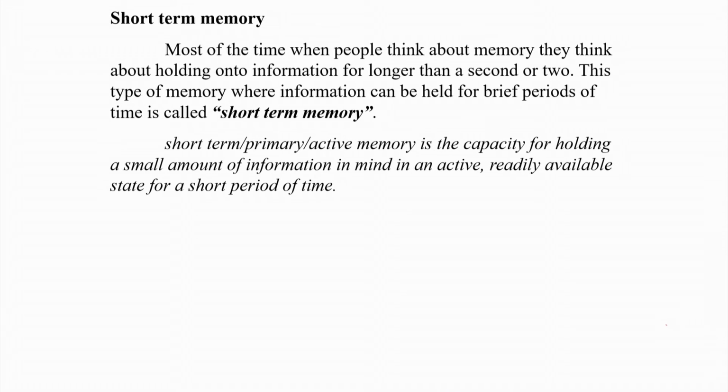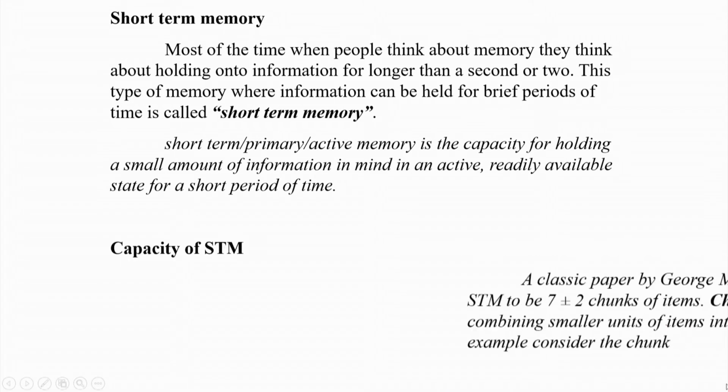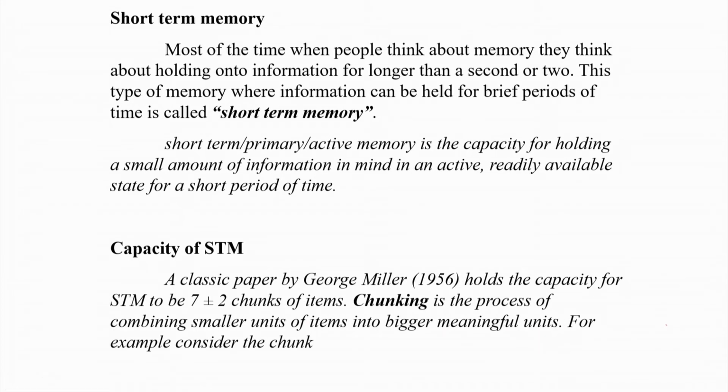So, basically the short term store is a temporary store which holds on to little information, but for a longer duration of time. As far as the definition goes, short term or primary and active store is the capacity of holding small amounts of information for some limited period of time. Now, the question again comes to us is, what is the capacity of this store?